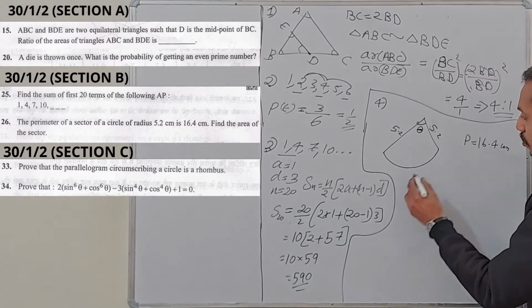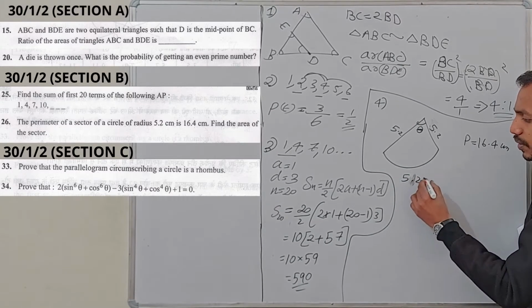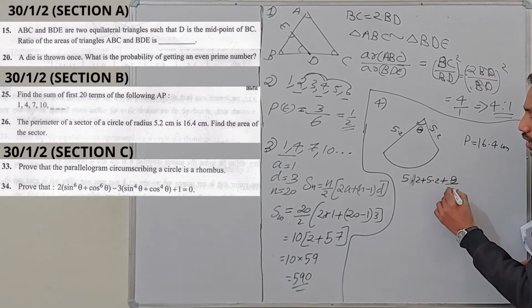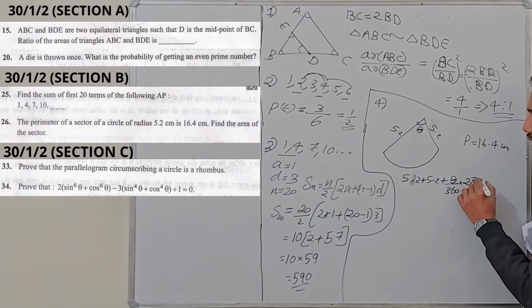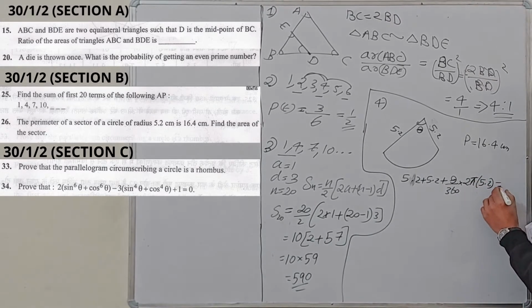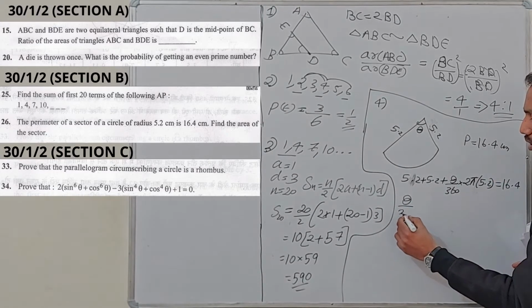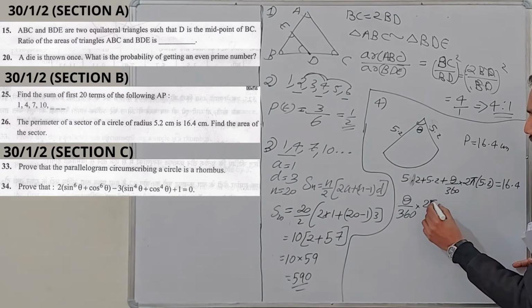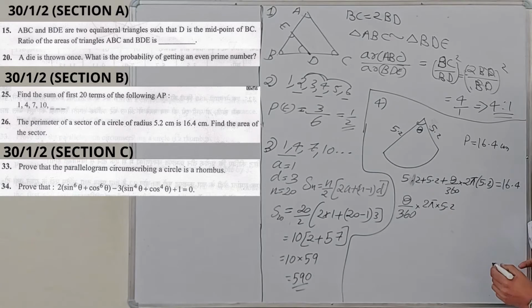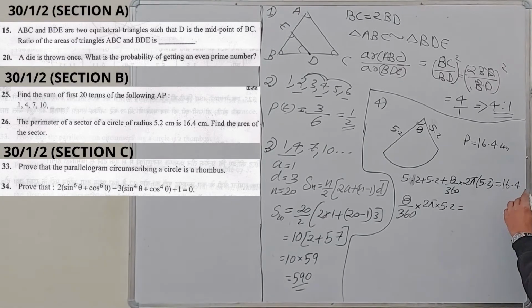So what is the perimeter? Radius plus radius, that means 5.2 plus 5.2 plus theta by 360 into 2 pi r, that is 2 pi into 5.2, which is equal to 16.4. Now transposing these terms, what will we get? Theta by 360 into 2 pi into 5.2 is equal to 16.4 minus the two radii.